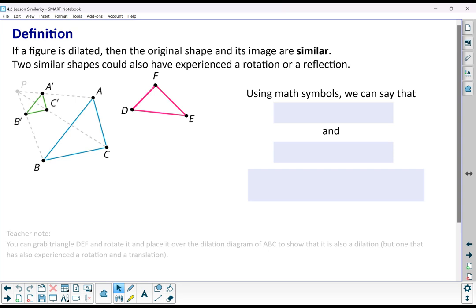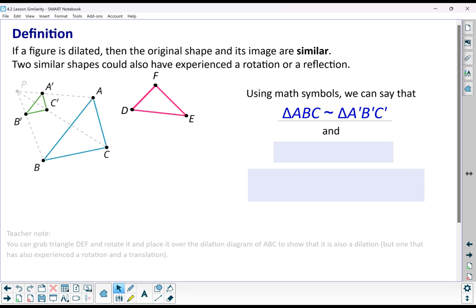So if a triangle or another shape is a dilation of a shape, then what we say in math is that the two shapes are similar. Last year you worked on congruence with shapes. If you had two congruent shapes, it meant that they were exactly the same size and shape. This year we're working on similar shapes. So triangle ABC, my blue triangle, is similar to triangle A prime, B prime, C prime. We use this tilde, this squiggle right here, to denote similarity.